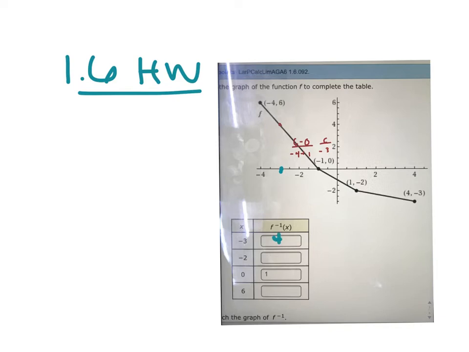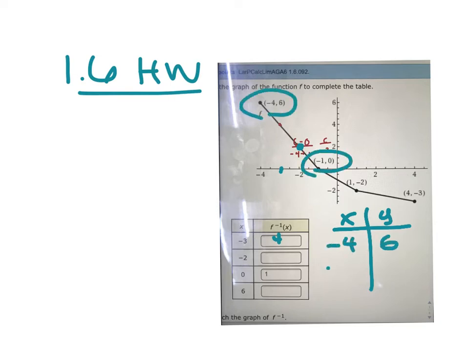And then -2, the x is -2. The y is here, which is, oh, but I want to do this first. So these values of (-4, 6), (-1, 0), (1, -2), and (4, -3) are your initial x and y's.